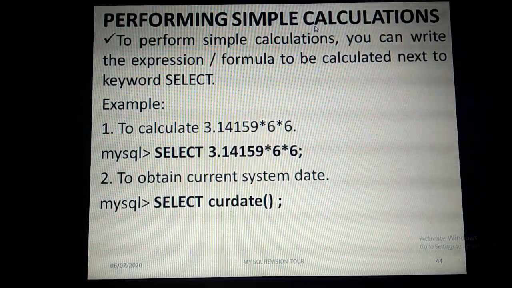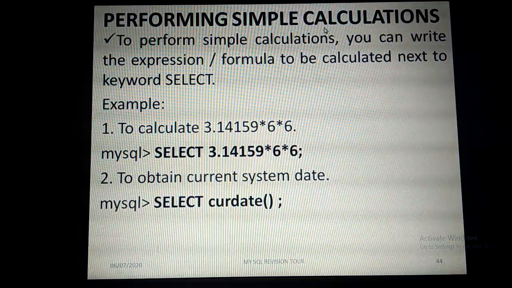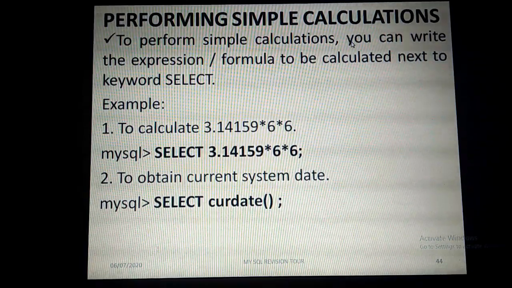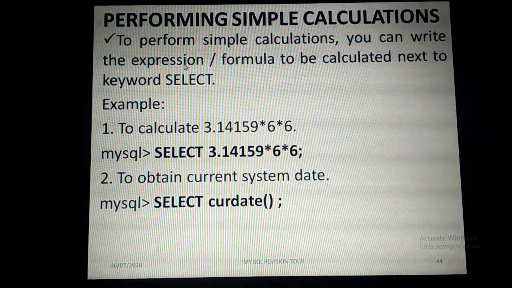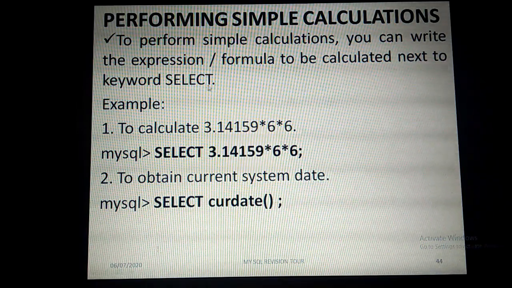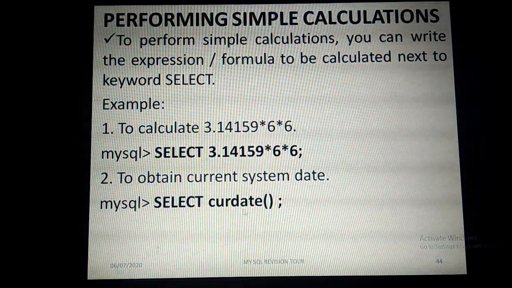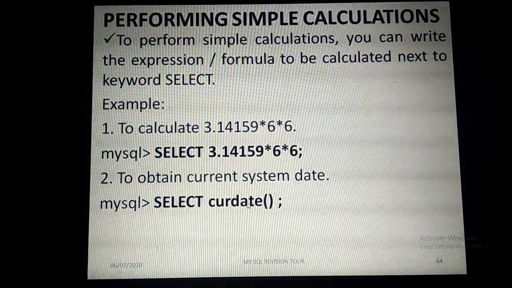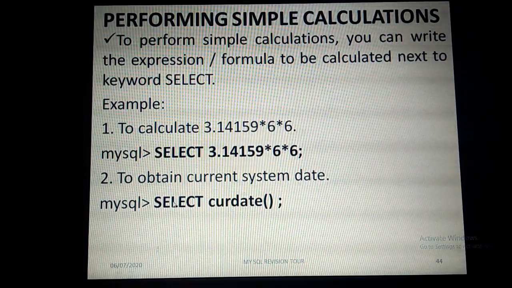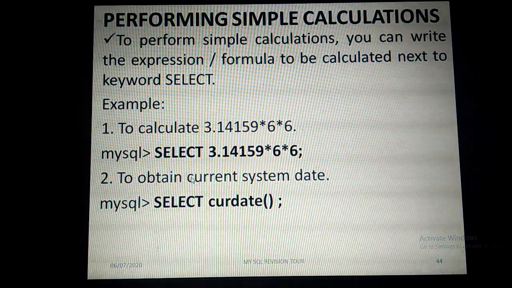Next is performing simple calculations. If we want to perform simple calculations, we can just write the expression or a formula, because for calculations normally we'll have an expression or we'll use the formula. That is going to be used next to the keyword select. So after the select keyword, immediately we need to give the expression or a formula. Here the function name we are giving is CURDATE, which will display the current system date. So like this we can use any expressions or formula immediately after the select keyword to perform the simple calculations.